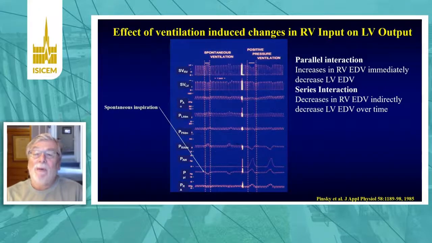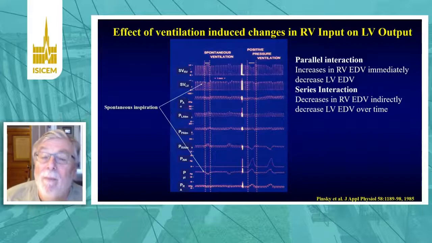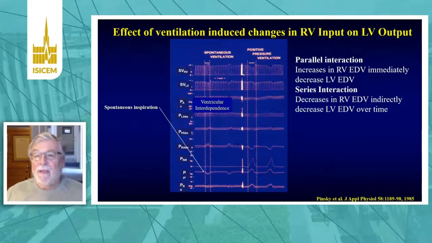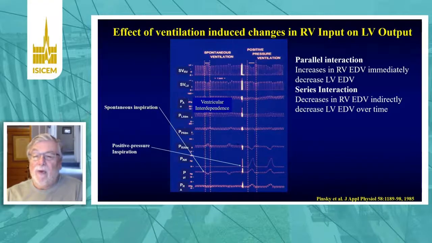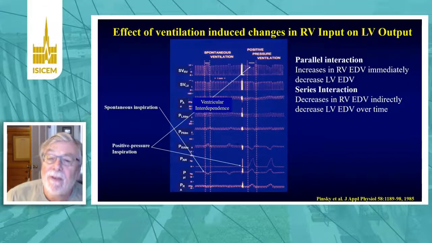As the volume goes up, there's an exactly parallel fall in left ventricular stroke volume during spontaneous breathing, and you get a decrease in pulse pressure. That's ventricular interdependence. But watch, with positive pressure breathing, as the airway and pleural pressures rise, you get a fall in venous return to the right ventricle.